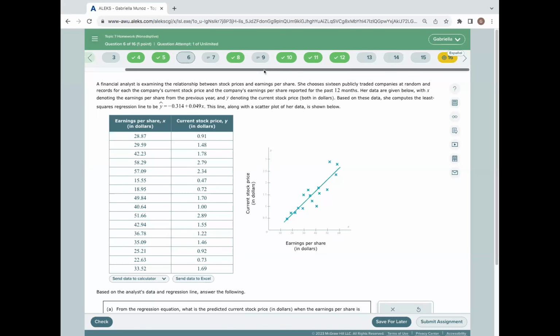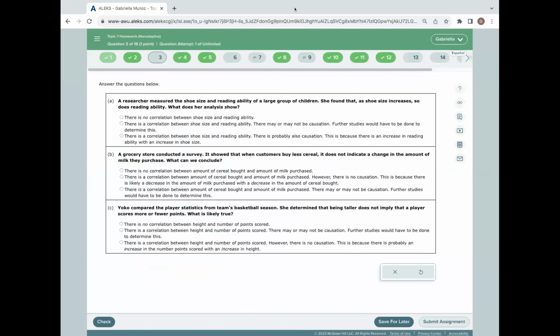We've got some time left here if you want. Happy to help a little bit more, the 3-1. Sure. All right, a researcher measures shoe size and reading ability of a large group. She found that as shoe size increases, so does reading ability. What does her analysis show? There is a correlation between them, but there may or may not be causation. So that's letter B. You can find correlation between a lot of variables, but does shoe size actually impact reading ability? The answer is no, that's ridiculous.